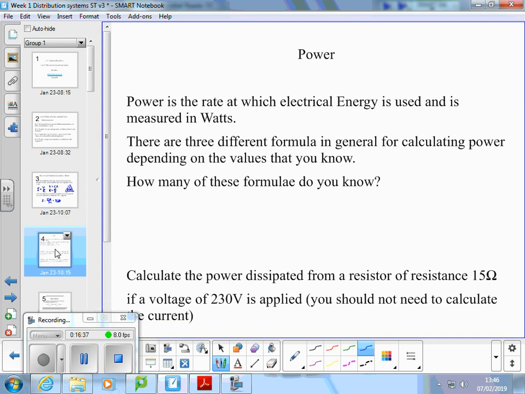So moving on to the next page, power, the fourth key electrical quantity. It's the rate at which electrical energy is used and is measured in watts, with 1 watt being 1 joule per second. There are 3 different formulae in general for calculating power, depending on what values you know. How many of these formulae do you know? Josh, give me the first one.